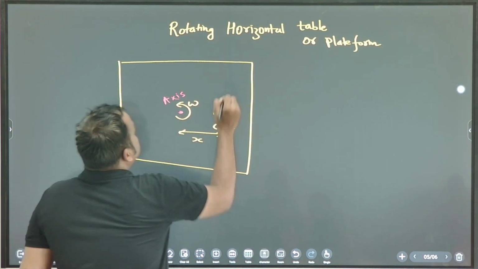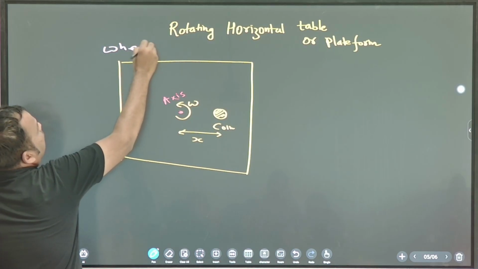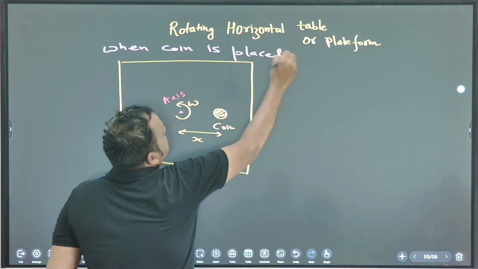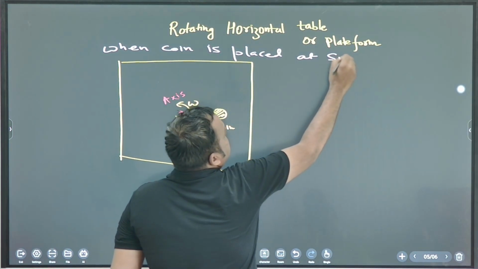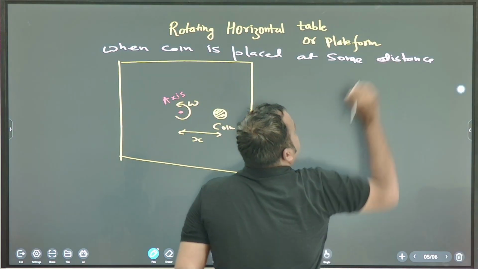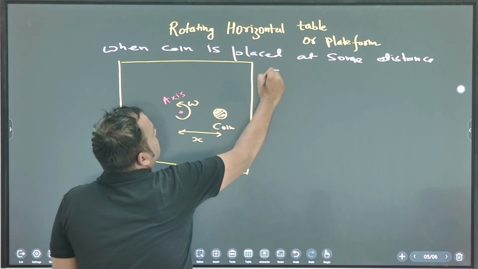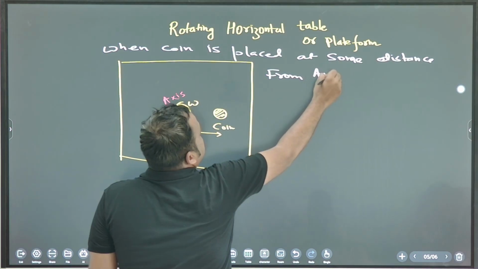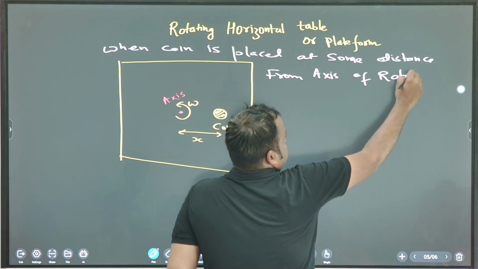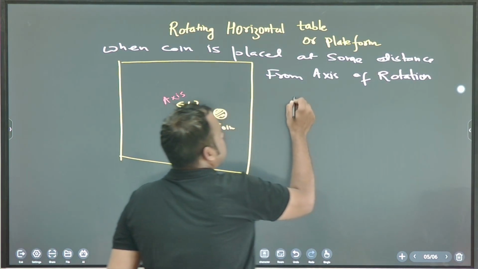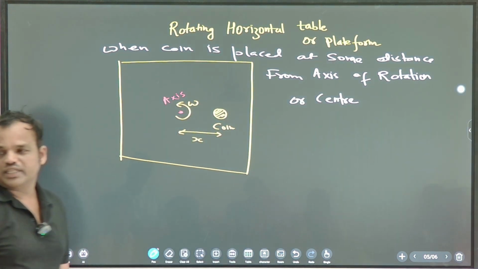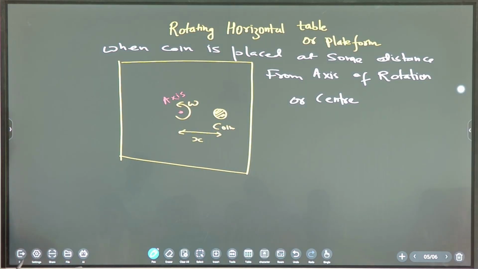So note down: when coin is placed at some distance from the axis of rotation or center.